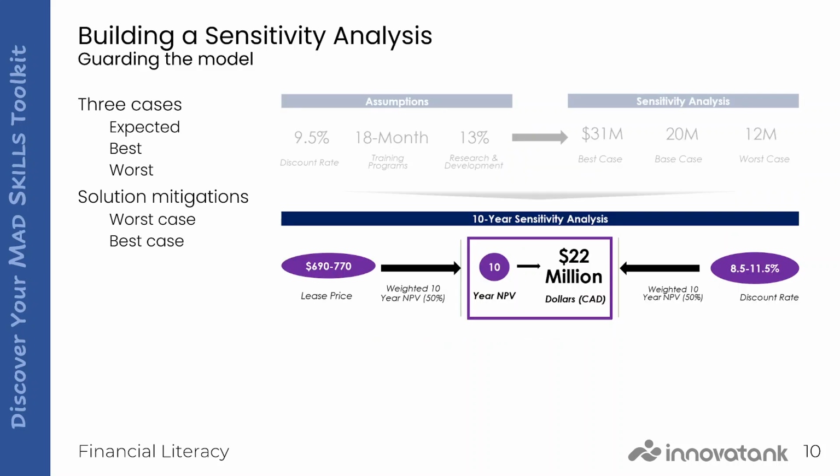You also need to do a sensitivity analysis. So in this case, an expected, a best, a worst. What do they all look like? You can present, here's what it should look like, but also be prepared. It may be a little bit less, it may be a little bit more. And in terms of the risk mitigation, you want to talk about how you mitigate for the worst case. How do you mitigate for the best case?